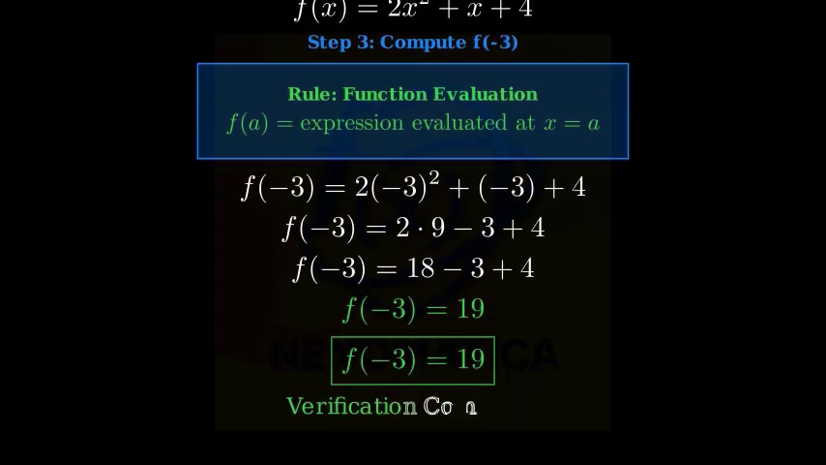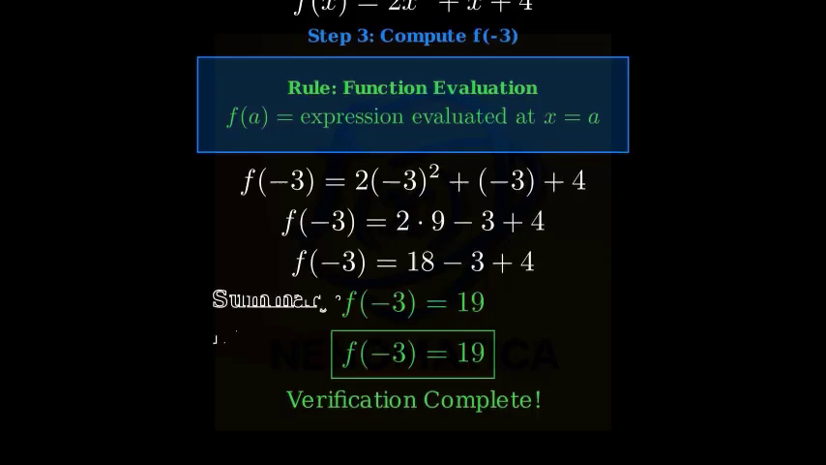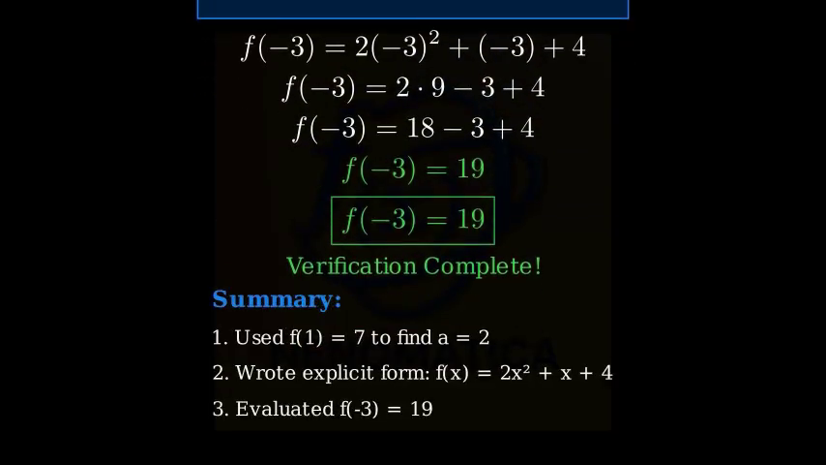To verify our answer, we can check that when we substitute our value of a equals 2 and x equals negative 3 into the original function, we indeed get 19. To summarize what we did: 1. We used the condition f of 1 equals 7 to find that a equals 2.